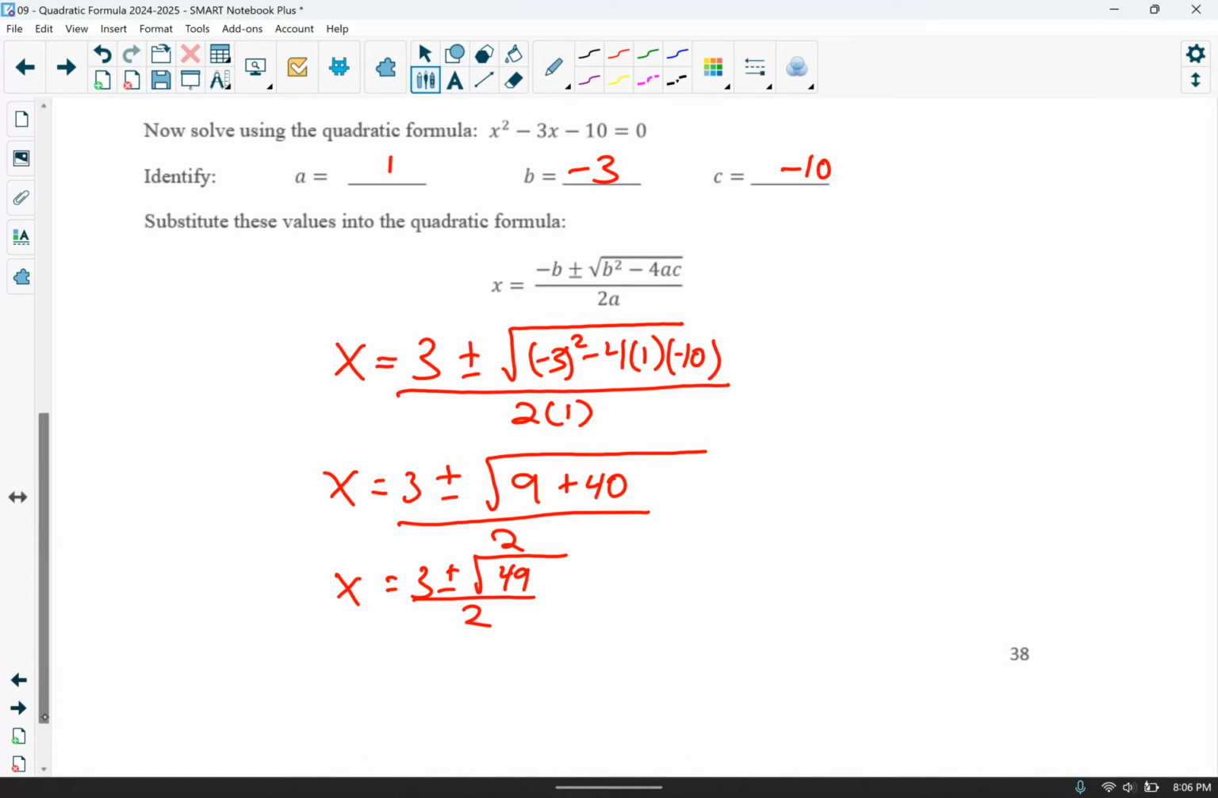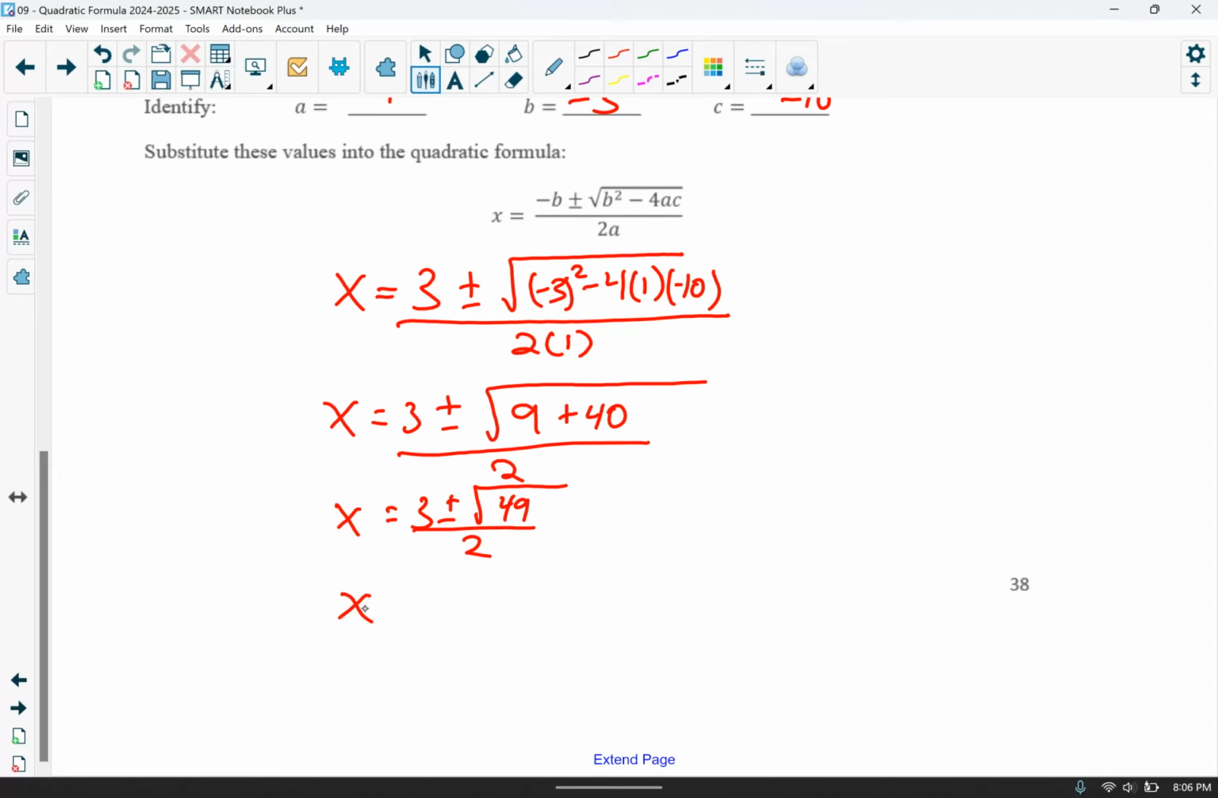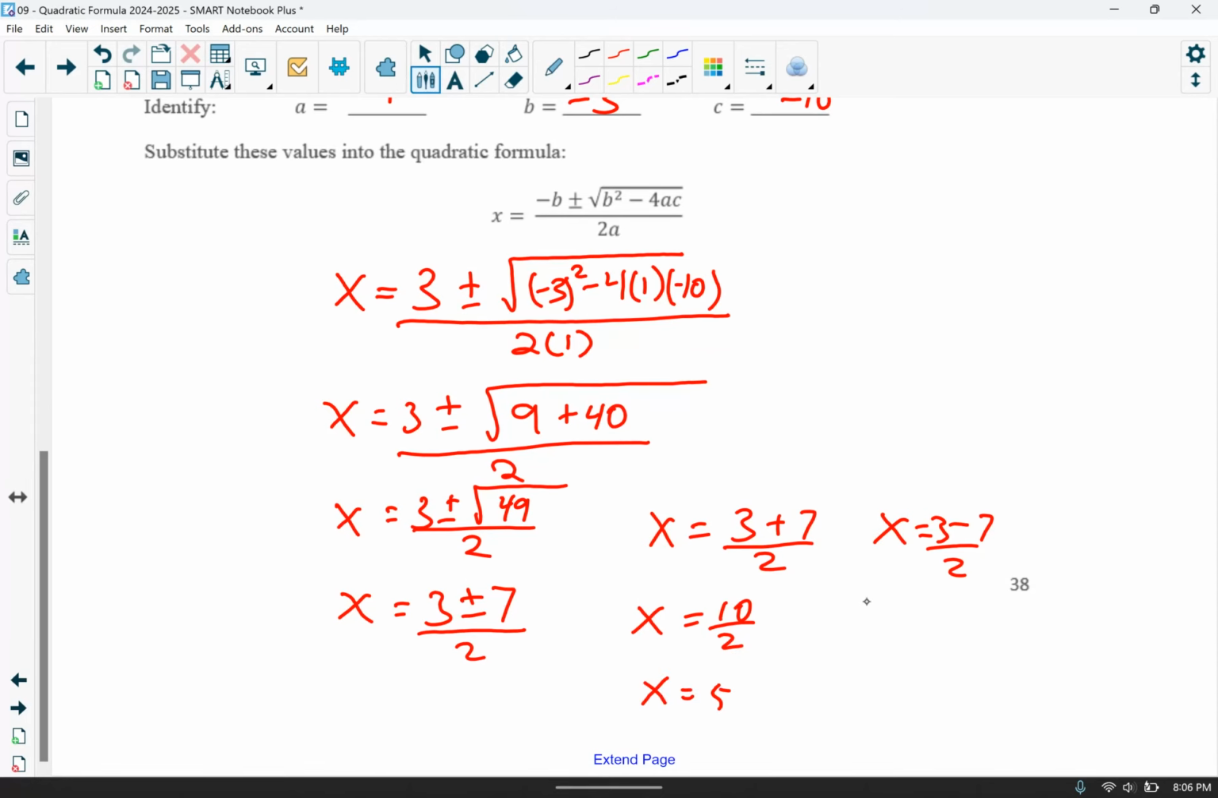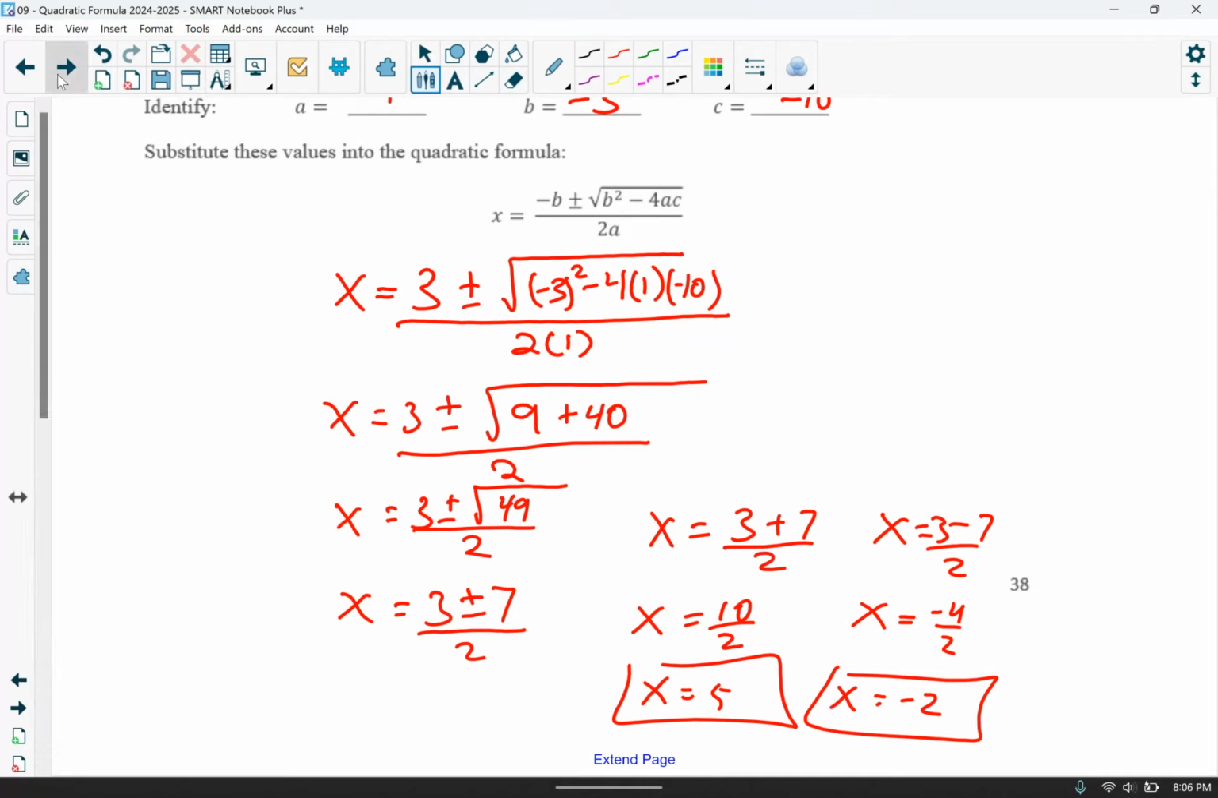We want to notice that 49 is a perfect square. Its square root is 7. So we get 3 plus or minus 7 over 2, which means we're going to break it into those two cases if we're adding 7 or if we're subtracting 7. Okay, which should give us 10 over 2 or 5 and negative 4 over 2, which will give us negative 2, the same roots we saw when we factored it. Okay, so let's do a couple more and see how it goes.